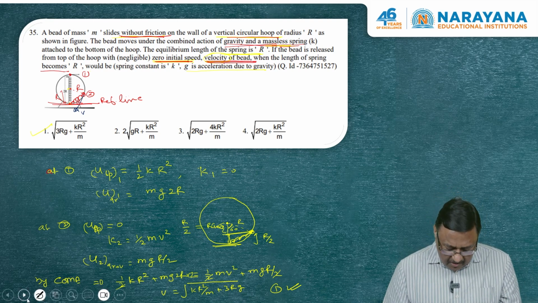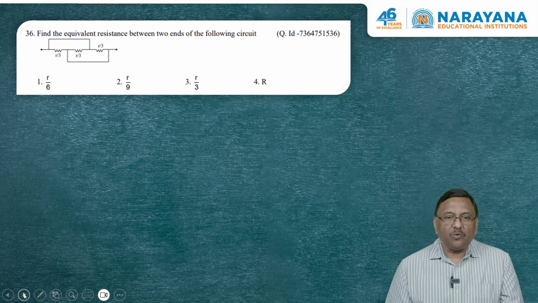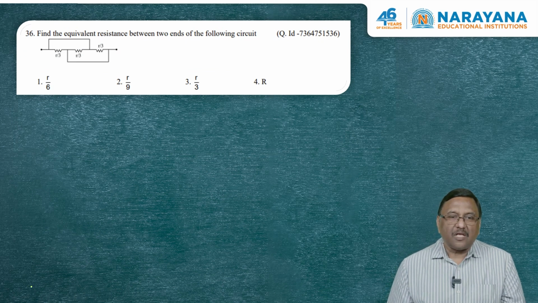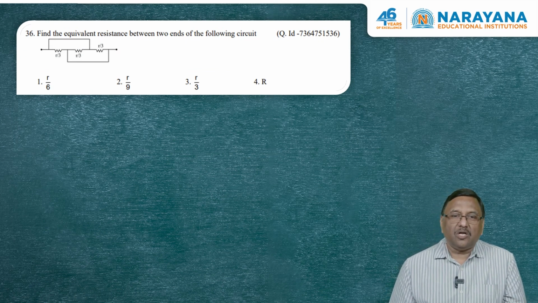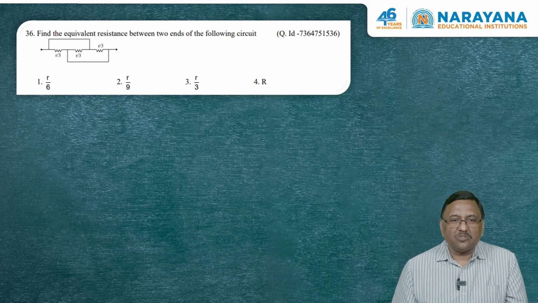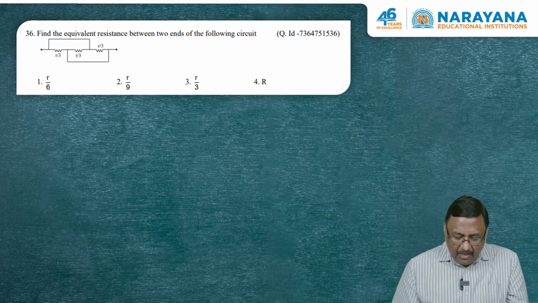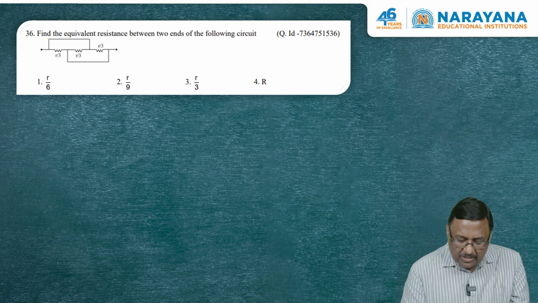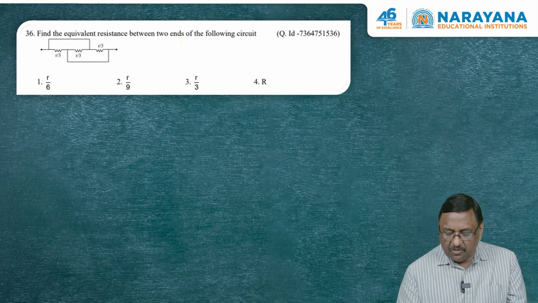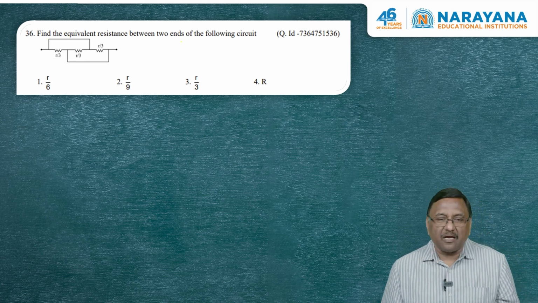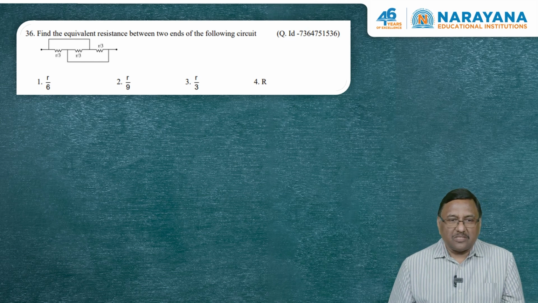Keep on enjoying here. So question number 36. As you see, it is a question based on your equivalent resistance, and this is the most simple and the most common question. Most of you all do it at the board level itself. If you see, find the equivalent resistance between the two ends of the following circuit. Two ends as the dots are given out there.